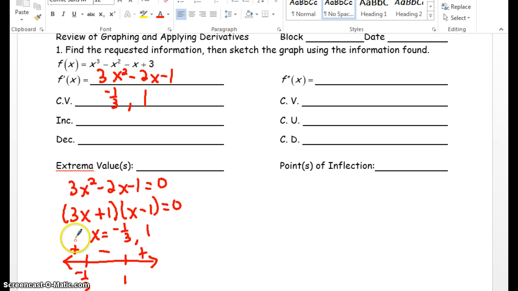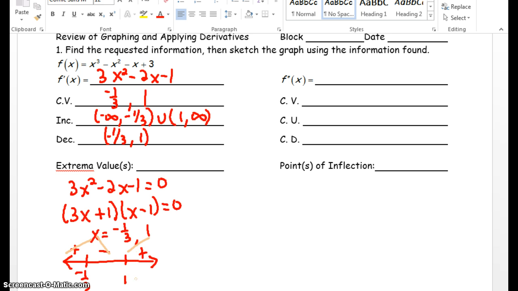So it's going to be increasing from negative infinity to negative 1/3. It's going to then be decreasing from negative 1/3 all the way to positive 1, at which point it then starts to increase again from 1 to infinity. Remember, we use parentheses because it's not increasing or decreasing at negative 1/3 or 1. All right, so what I normally like to do is I draw in my little slash marks here. It shows it's going up, it's coming down, it's going up. So this is going to be a maximum at negative 1/3 and a minimum at 1.